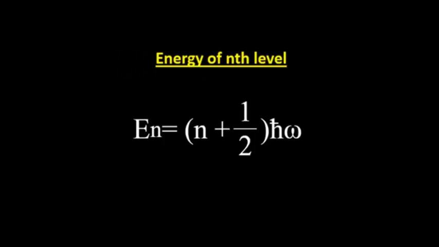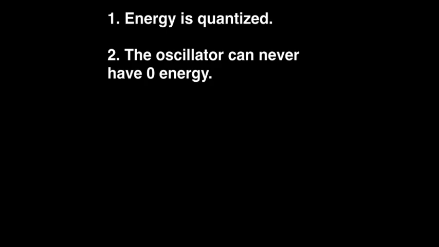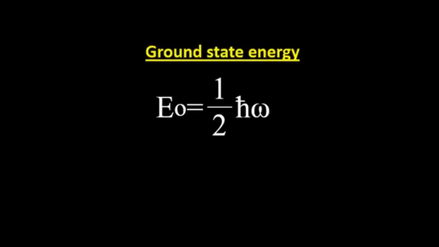Some conclusions we can draw from this are that, first, energy is quantized, which means it can only take certain values where n is an integer. And second, the oscillator can never have zero energy. The minimum possible energy is given by the ground state energy.